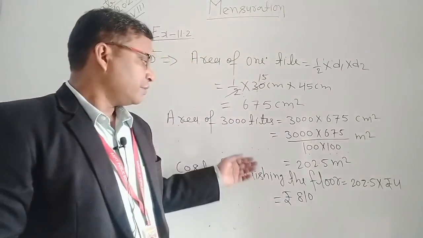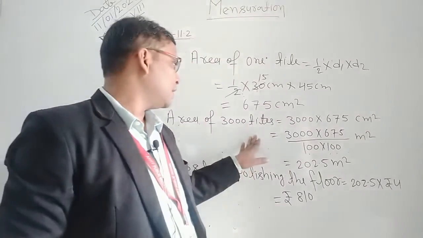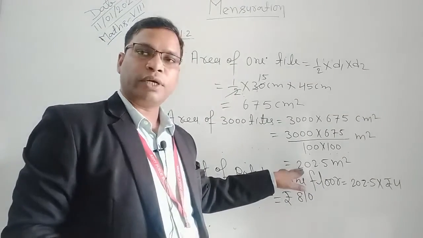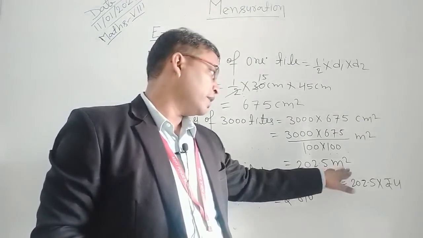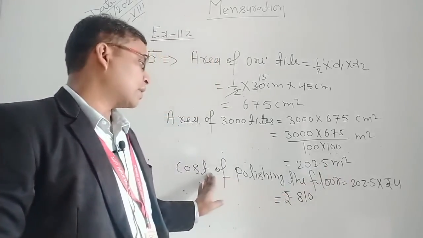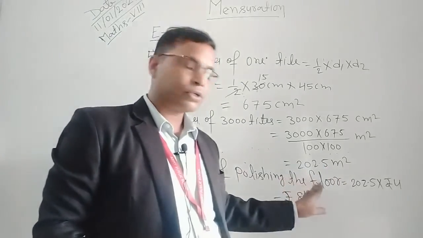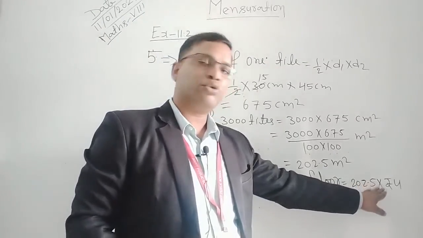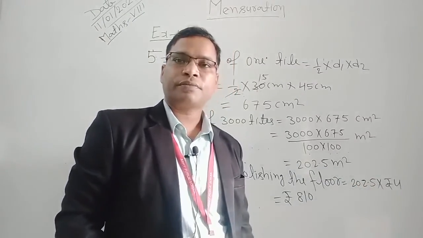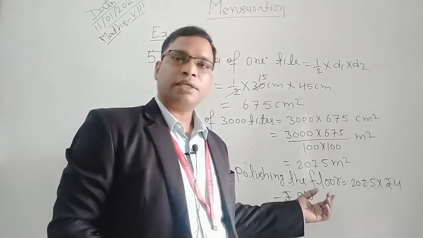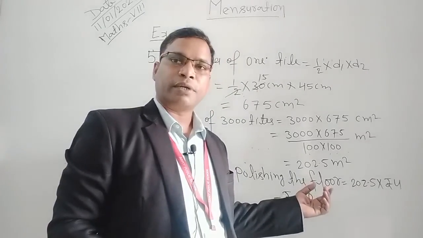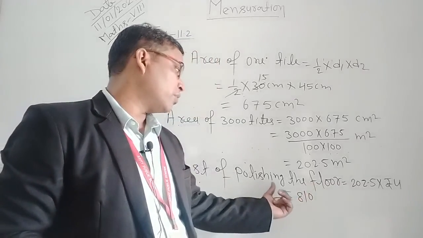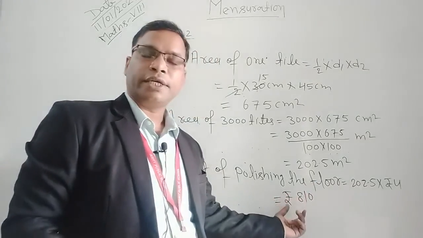So here you can see this is the area of the 3000 tiles. This is equal to 202.5 meter square, and the cost of polishing the floor is equal to area of 3000 tiles into 4 rupees. 4 rupees is the cost of polishing per meter square. In this way you find the cost of polishing the floor is 810 rupees.